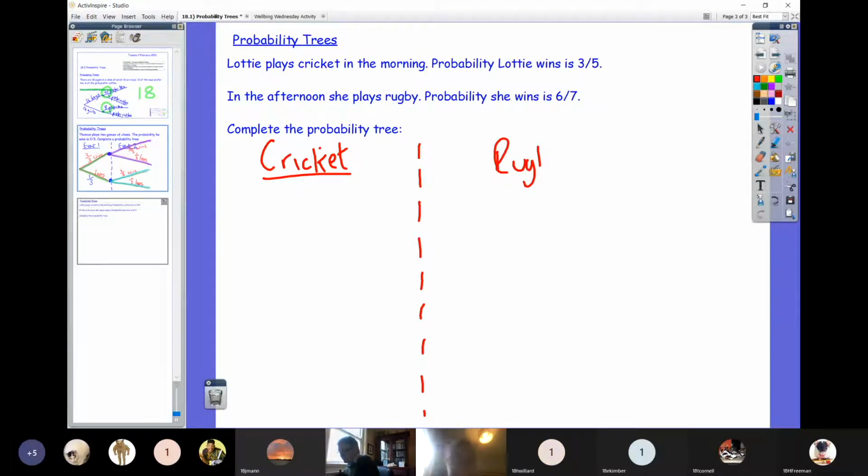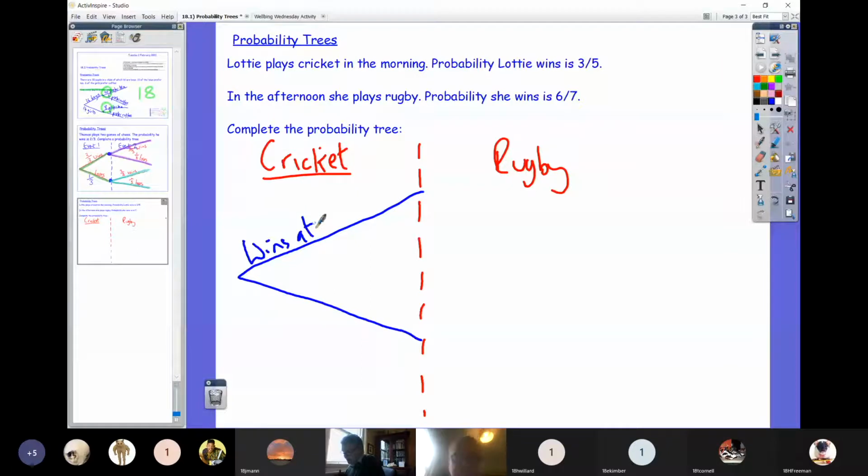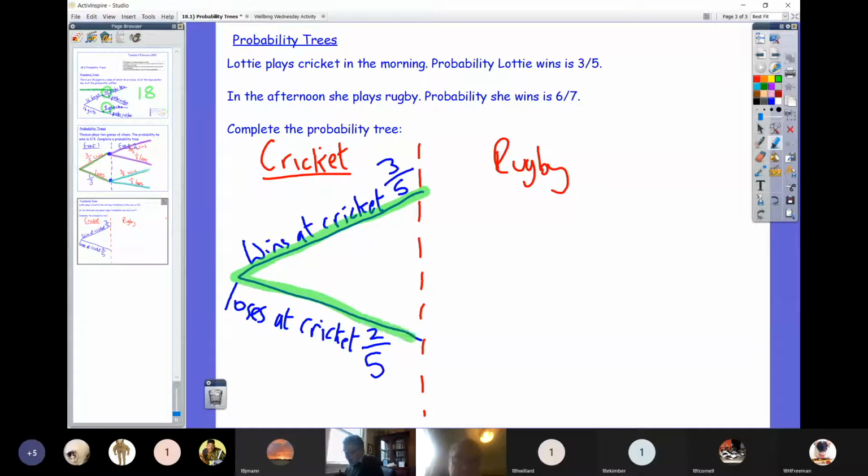So just consider the morning. The probability that Lottie wins at cricket, we're told in the question, is 3/5. So therefore, the probability that Lottie loses at cricket is whatever makes it up to a whole. 3/5 add 2/5 as a whole, so that must be 2/5. Those two in green add up to a whole.